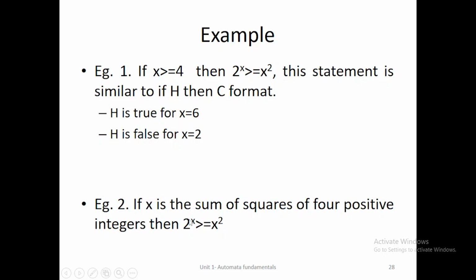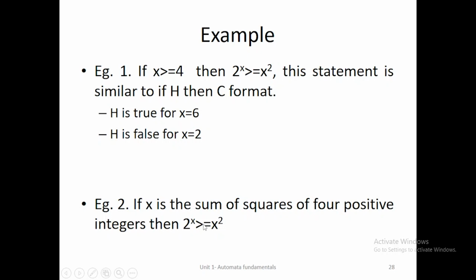Let us discuss the second example. If x is the sum of squares of 4 positive integers, then 2 power x is greater than or equal to x squared. Here the hypothesis is the lengthy one. In the first example they gave a simple condition, x greater than or equal to 4. In the second example, you should sum up the squares of 4 different positive integers. That sum is defined as x. Then the conclusion is the same.